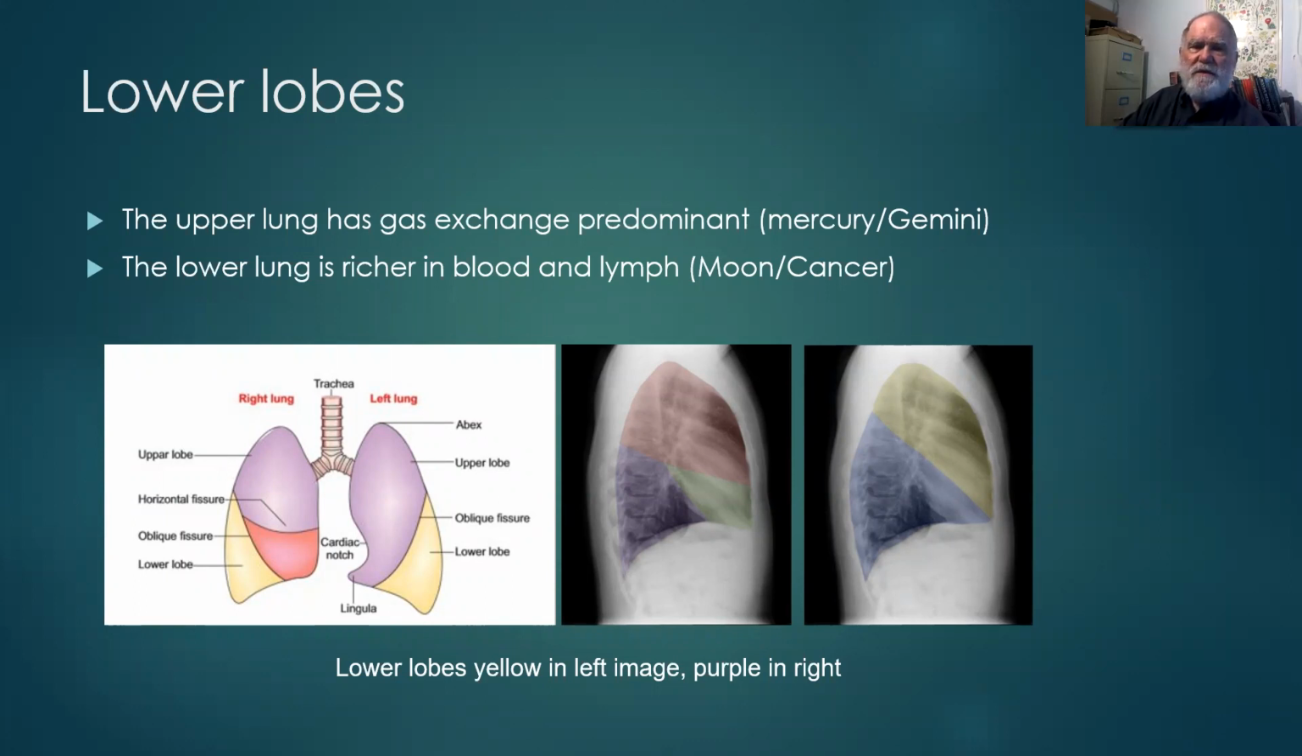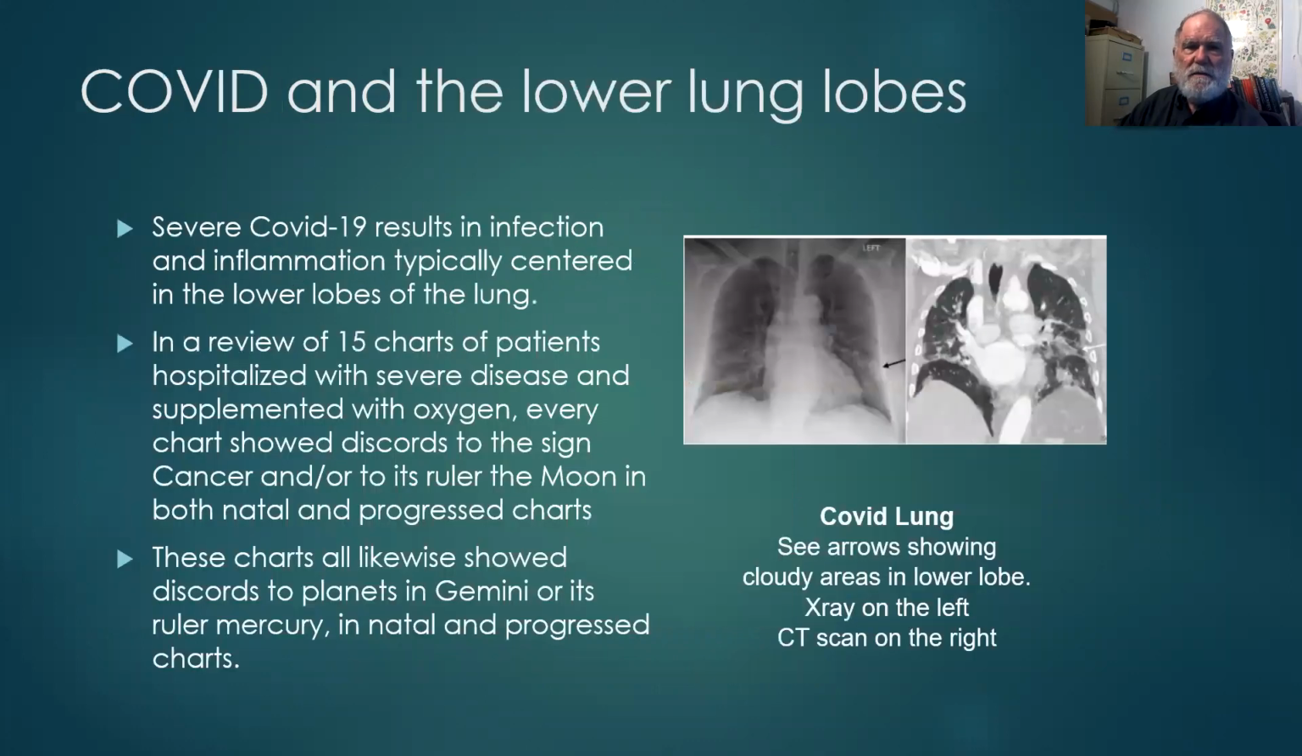And just by the force of gravity, there's more air at the top and more fluid at the bottom. So there's a lot of blood and lymph and fluid in the bottom of the lung there. And this would correspond to rulership by moon, or Cancer.